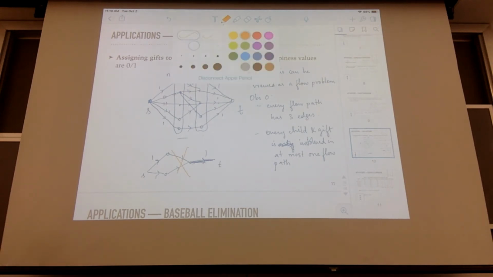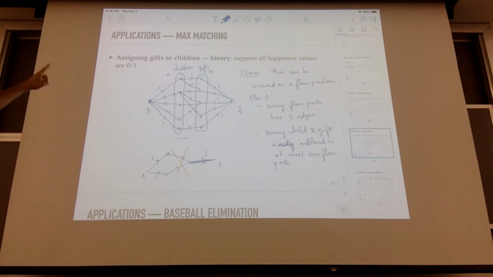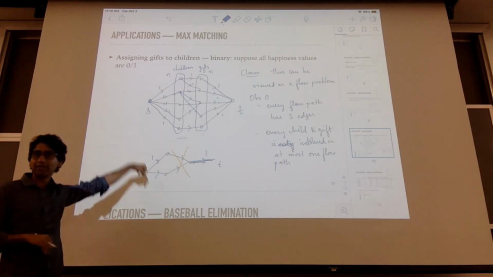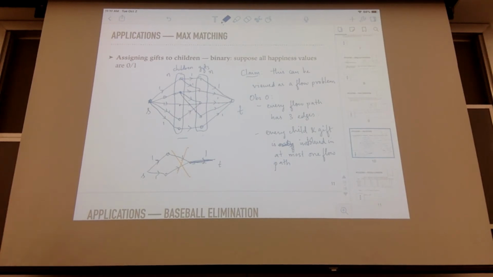So this is a very simple reduction, and it shows that at least when all these happiness values are binary, then the optimal solution can be found by just looking at the maximum flow. If these happiness values are not binary, you can't do this, because some of the happiness values can be much larger, and then you don't know what capacity to put on the left edges or on the right edges. So that becomes a problem. That's a simple exercise for you: figure out what goes wrong when the happiness values are non-binary.